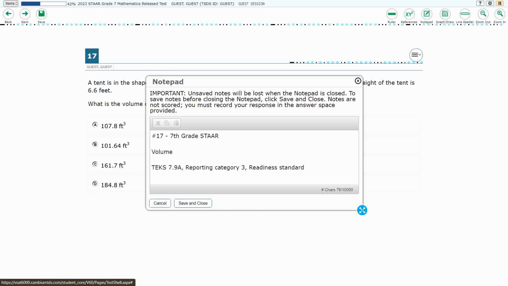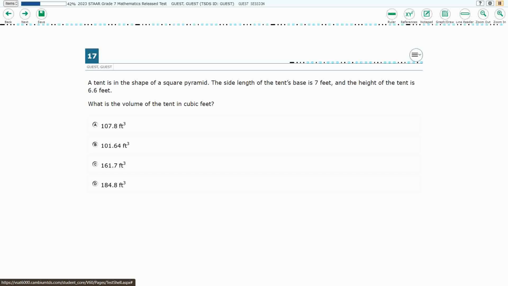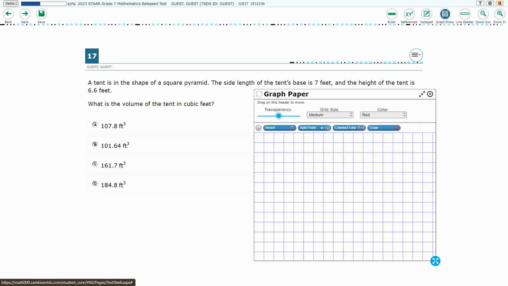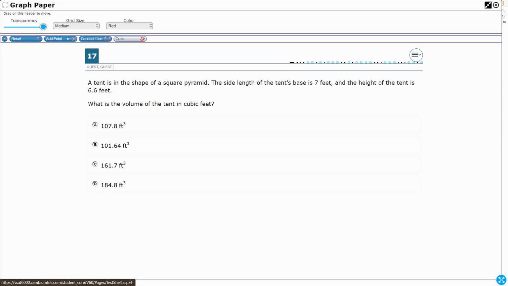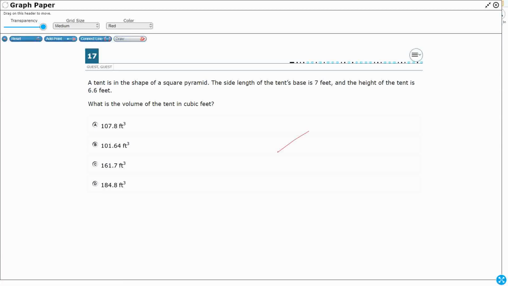For number 17, we are looking at volume, a readiness standard, TEKS 7.9A, reporting category 3. So we have a square pyramid, we've got the side length and the height, and we simply need to find the volume. So let's draw a visual representation so we've got something to look at. I'm going to try to draw a square-based pyramid. It might not be perfect, but we can at least get something working here. All right, there we go. It's not perfect, but it works.